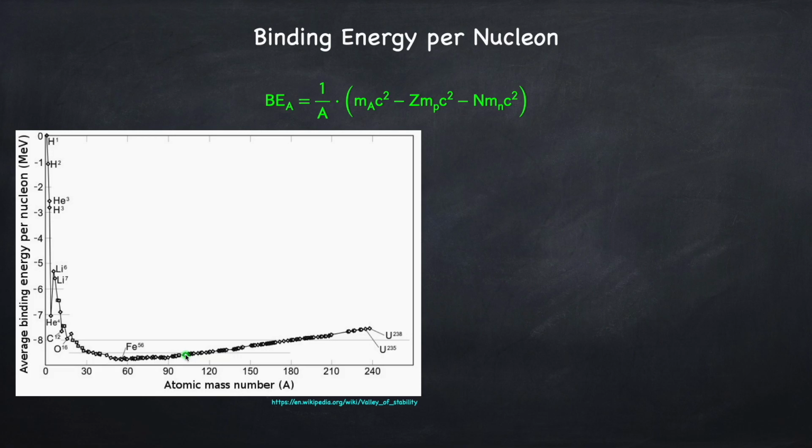Okay, but this actually brings up an interesting question. Since nature wants to minimize energy, and all of these guys on the right of iron 56 have more energy per nucleon than iron 56, why are any of these nuclei stable? Why don't all of these nuclei decay into iron 56?